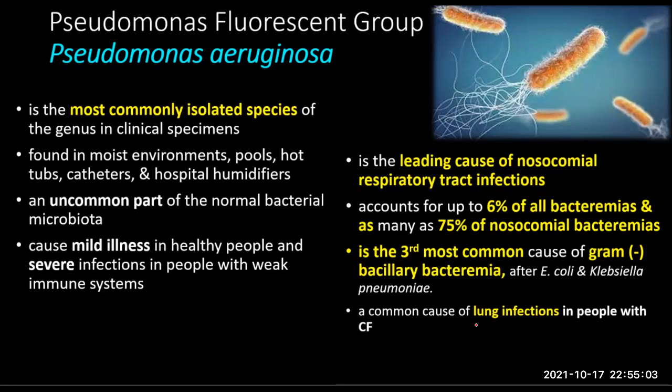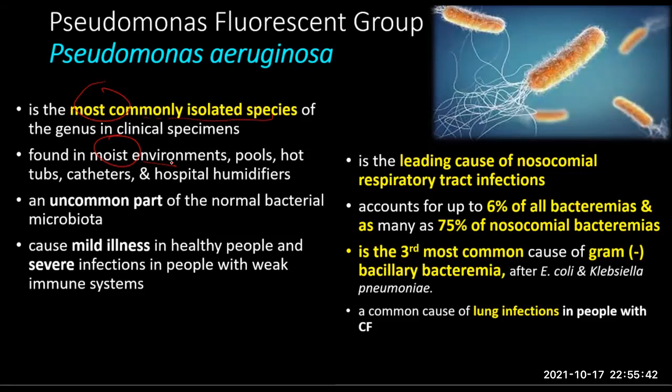Let's start with the Pseudomonas fluorescent group. Under it is Pseudomonas aeruginosa. This one is the most commonly isolated species of the genus in clinical specimens. It can be found in moist environments, again, moist environments like hot tubs, catheters, pools, and hospital humidifiers. Reservoirs for P. aeruginosa include plants, soil, and tap water. It is an uncommon part of the normal bacterial microbiota and is isolated from less than 12% of normal stool specimens.